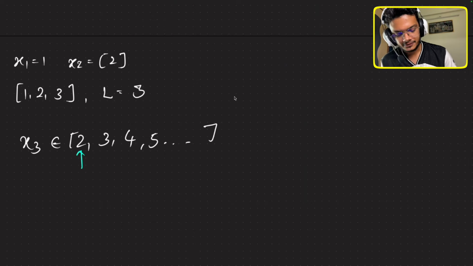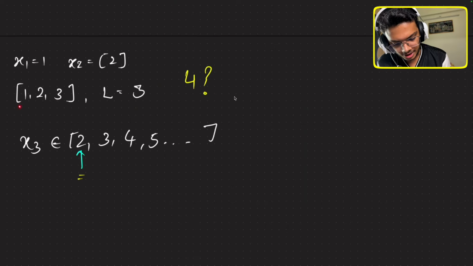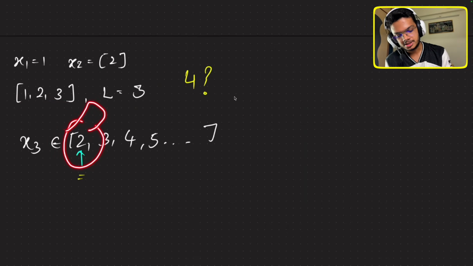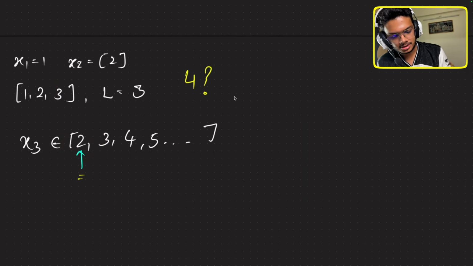If x3 is 2, then can you create sum 4? Remember, I can create all the sums in range 1, 2, 3. Now I'm after, can I create sum 4? So when I'm looking at x3, I want to know, can I create sum 4? You can just associate this 2 with 2 and you can create sum 4 very happily. So yeah, in this case, I can create sum 4.